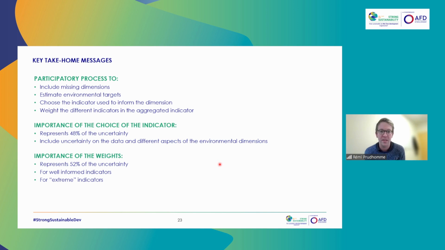Here we look only at the last two steps, to show that it's important to include a participatory process in these two steps. The first step was the importance of the choice of the indicator for one dimension. It represents 48% of the uncertainty, and it includes uncertainty on the data.